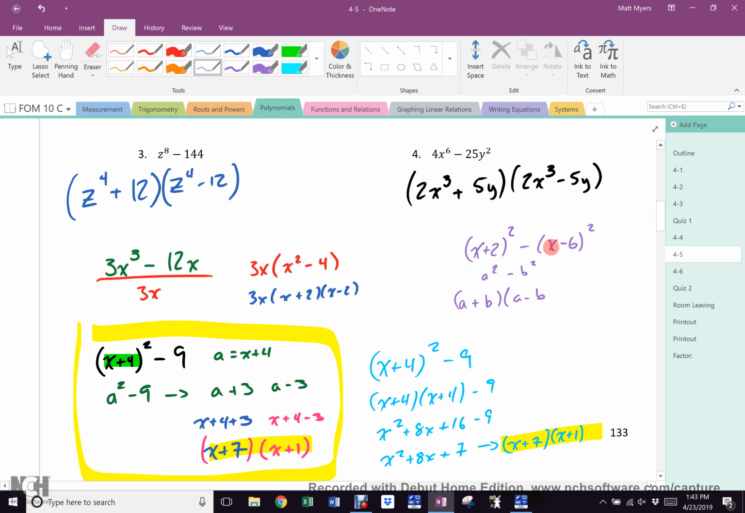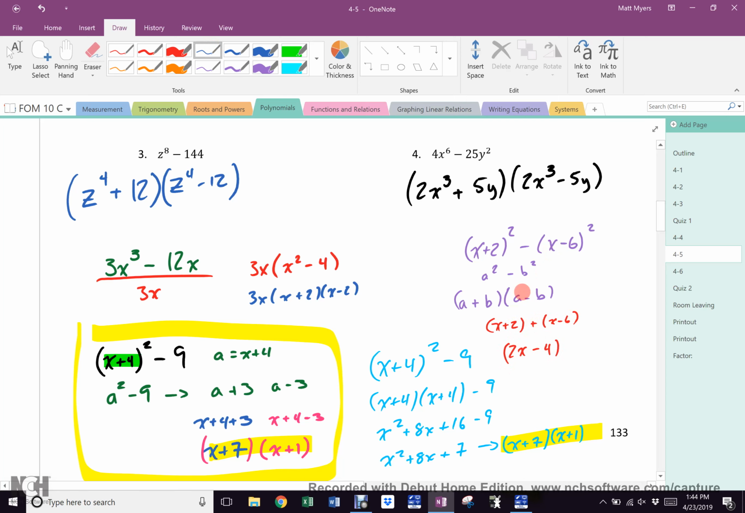X plus 2 plus X minus 6. Then you'd add them. Then X plus 2 minus X minus 6. Then you collect your like terms. Everybody cool? What is A? X plus 2, right? So A is X plus 2 plus what's B? What is X plus X? 2X. What is 2 plus negative 6? Negative 4. That's the first half.